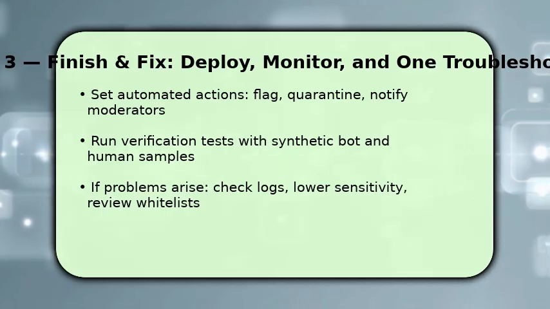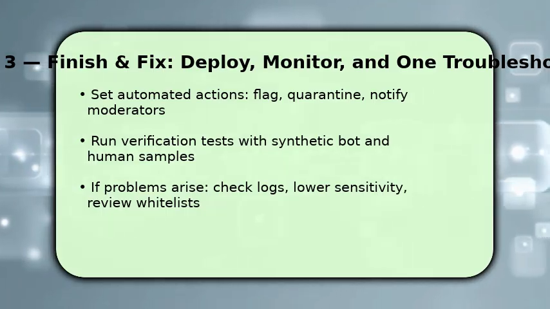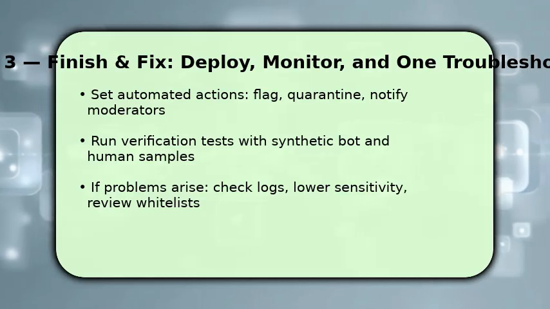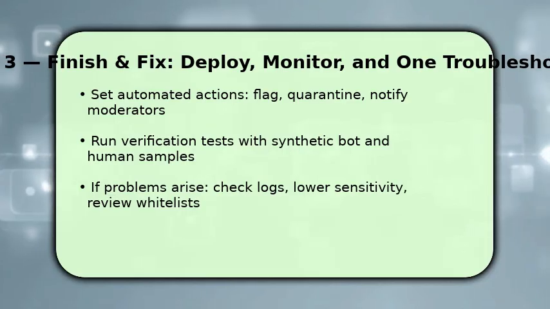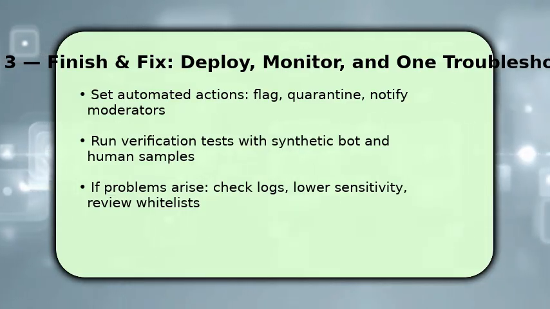If detections are off, check detailed logs for false triggers, lower sensitivity slightly, and review your whitelist and rules for unintended matches. One troubleshooting tip: correlate timestamps and IP patterns.